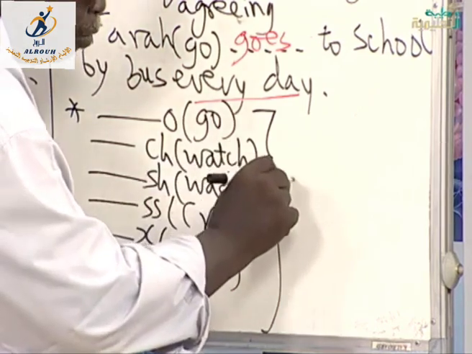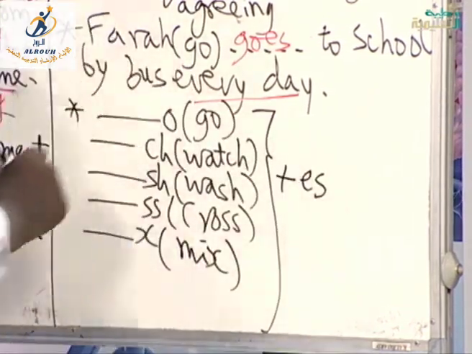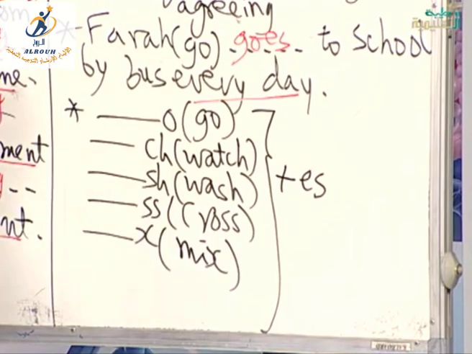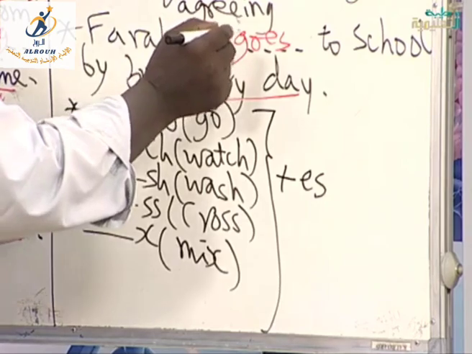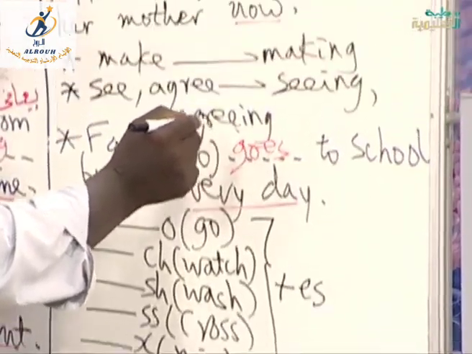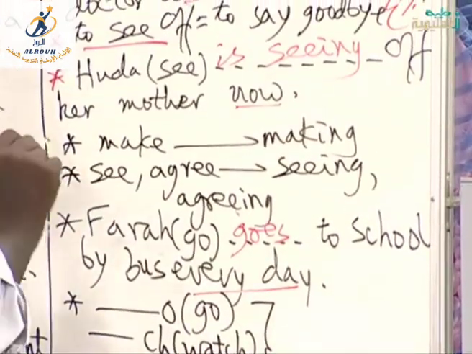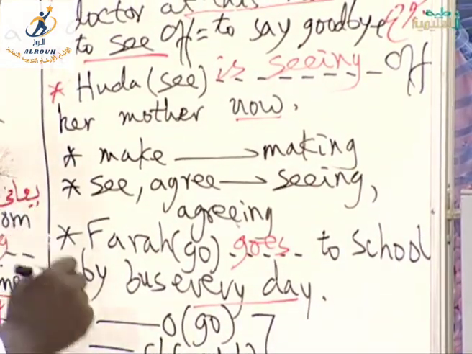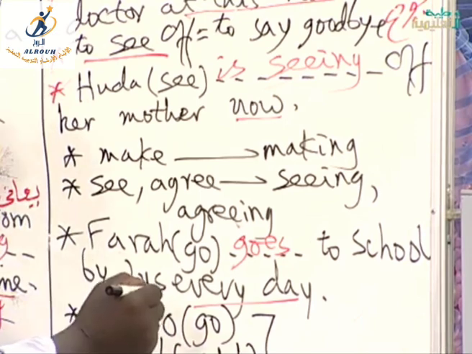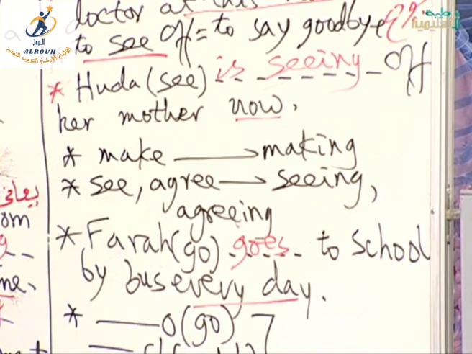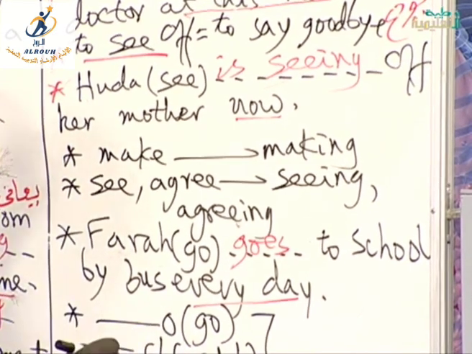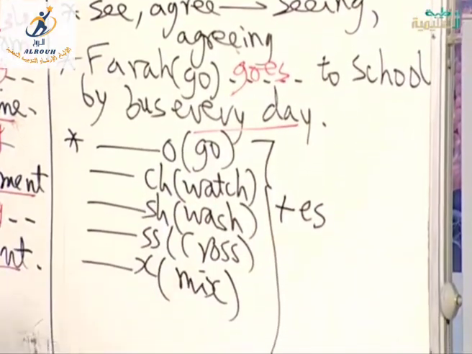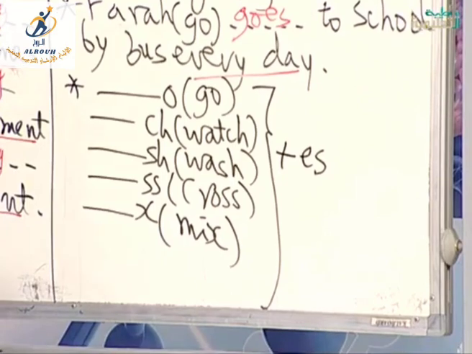In this case, you must add es to the verb. You have to be careful about this. So if somebody asks you, why have you added es to the verb? You can say to him, because the verb is ending in what? In o. So when we want to add s to the verb, and the verb is ending in one of these cases, ending in o, go, ch, watch, sh, wash, double s, cross, x, in this case, you are going to add es.